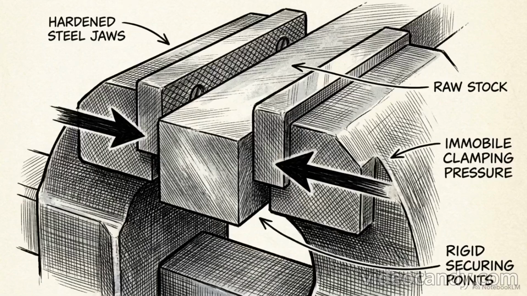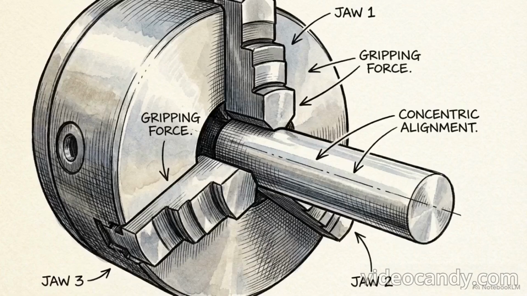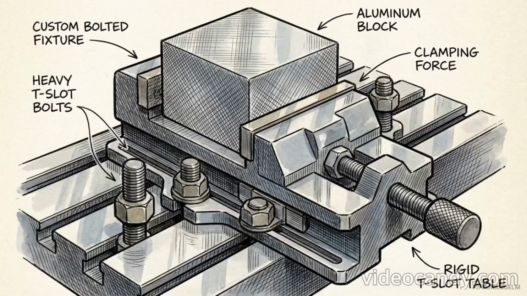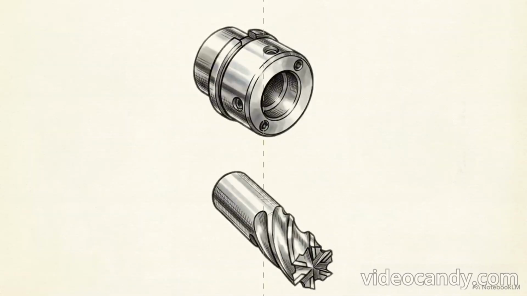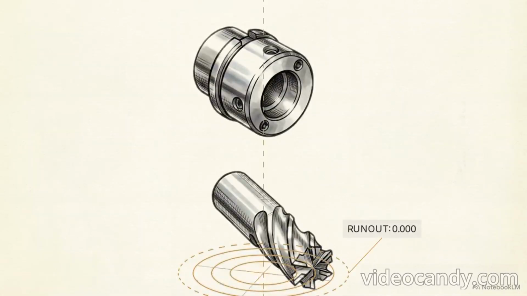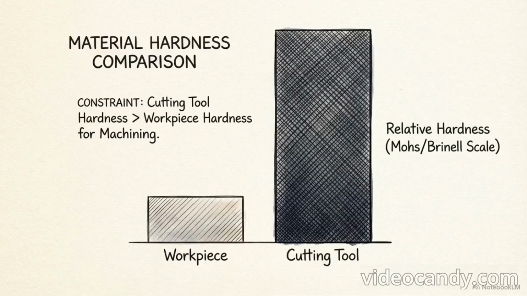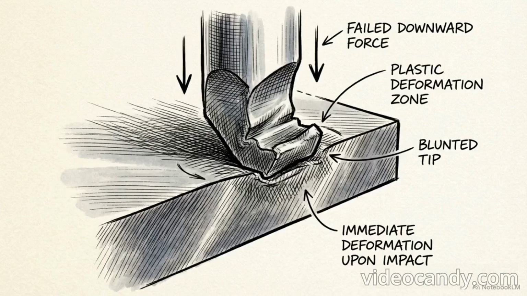First, the machine requires work-holding devices. These components rigidly secure the raw stock, preventing the aggressive lateral forces of the cutter from ripping the part out of the work area. Lathes typically use chucks with tightening jaws to grip rotating cylinders, while milling machines rely on heavy-duty vises or custom-bolted fixtures to lock down stationary blocks. On the other side of the cut, cutter-holding devices like collets and arbors are needed to lock the cutting tool to the machine's spindle with absolute concentricity, ensuring it spins perfectly on its axis.